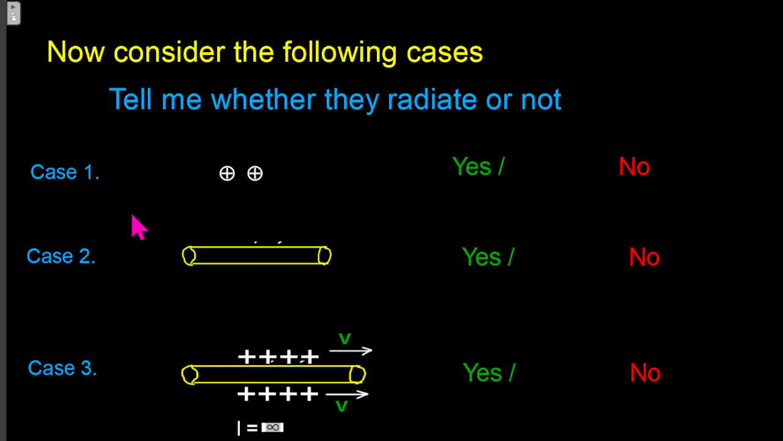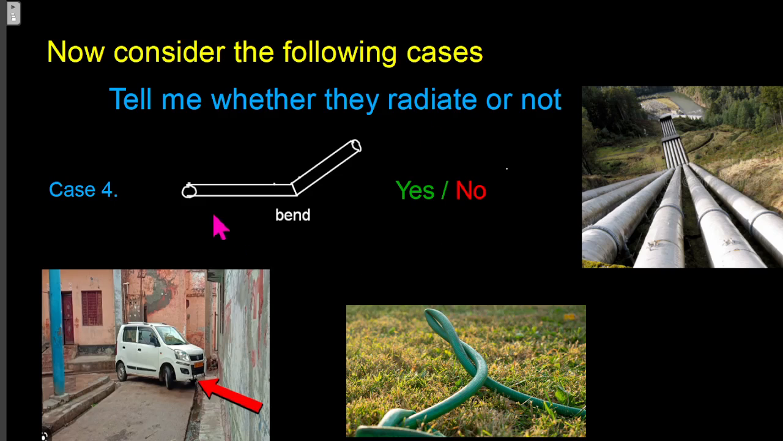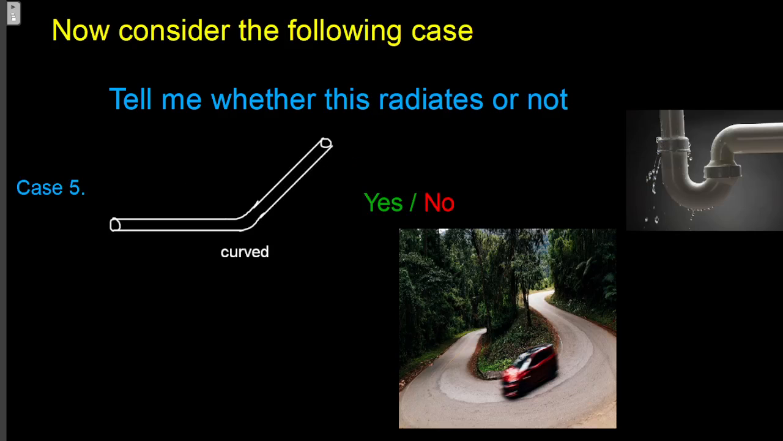So case 1, case 2, case 3, we have already seen. It will not radiate. That is the answer. Now we go for the fourth case. You have a simple wire, but it has a bend. If you have the bend, definitely it will radiate. And the fifth case is you have a smooth curve in the wire. So here you have the radiation.